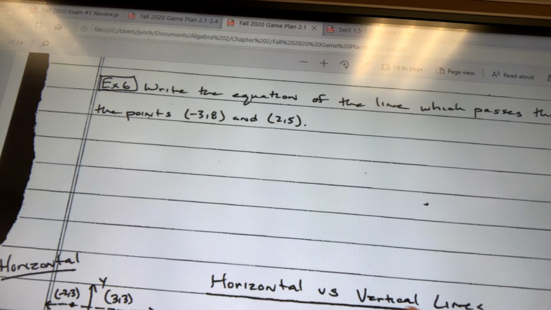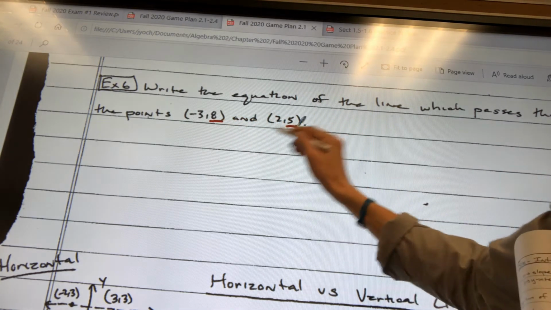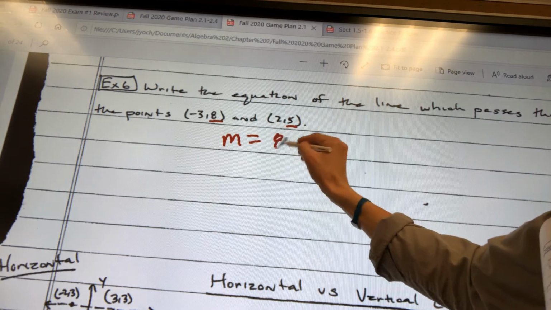Number 6. Write the equation of the line that passes through those 2 points. Yes, we did 6 in class. So we're going to find the slope first. This one had a fraction.